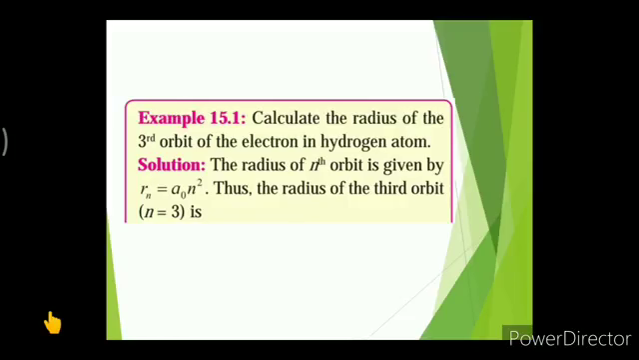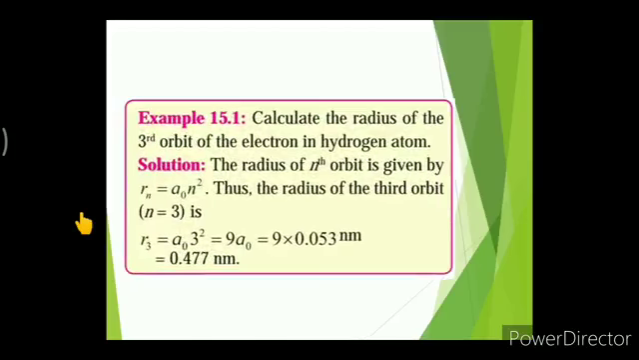in the hydrogen atom. Here we are using the very basic formula to determine the radius of the orbit, Rn is equal to a0 n square. As we know that Rn is proportional to n square, the proportionality constant over here is denoted by a0, and the value of a0 is 0.053 nanometer. So let's substitute the values in this equation. Rn is equal to a0 n square.